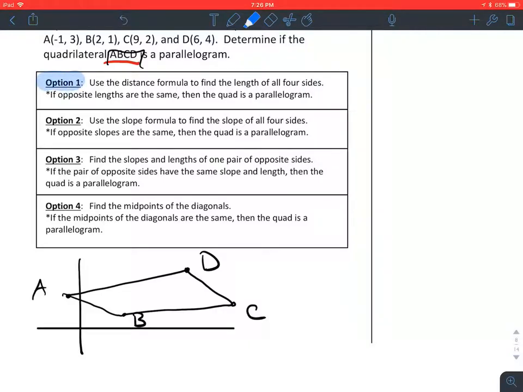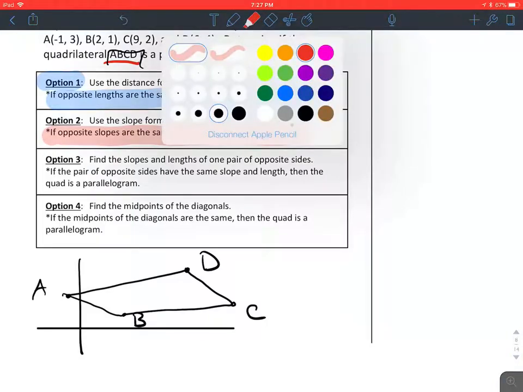Option 1. You could use the distance formula to find the length of all 4 sides. And then there's a theorem that says if opposite lengths are the same, then it is a parallelogram. So it's one choice: distance formula 4 times. Second choice. Use the slope formula to find the slope of all 4 sides. The definition of a parallelogram: if opposite slopes are the same, then it's a parallelogram. So option 1, find the distance of all 4 sides. Option 2, find the slopes of all 4 sides.